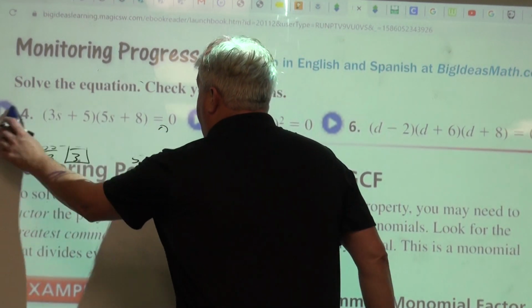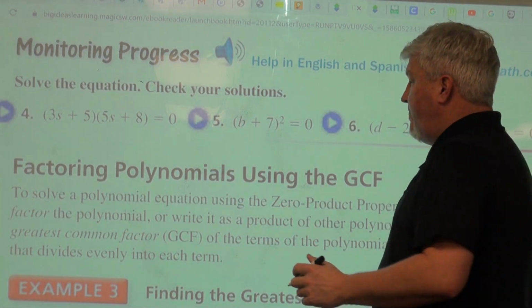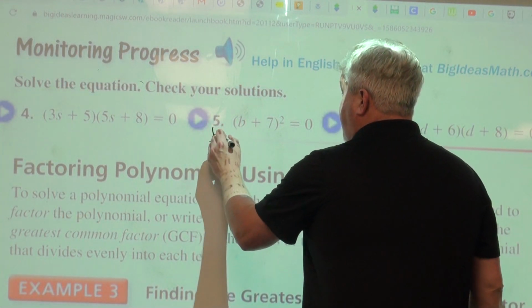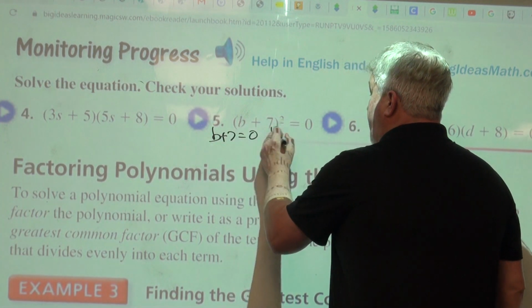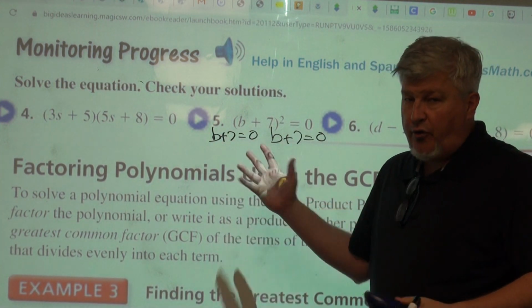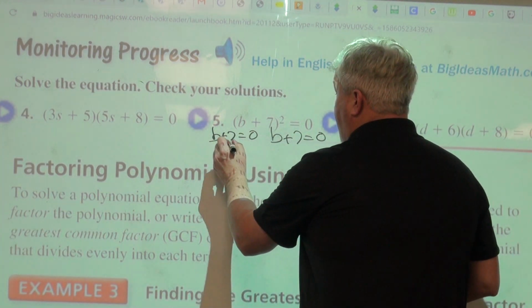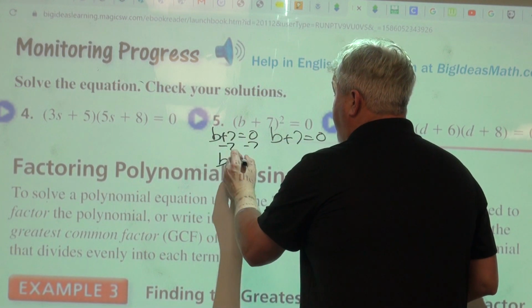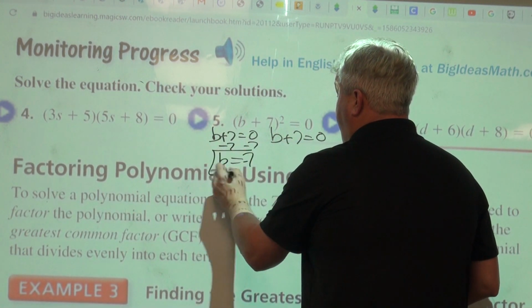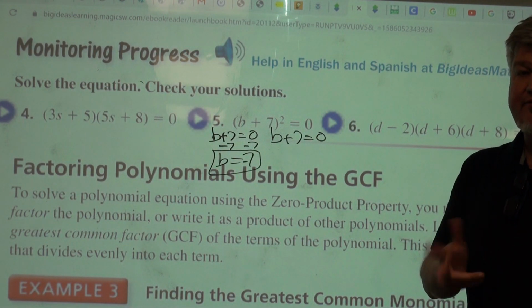All right, number 5 says b plus 7 squared. So when you set that, you just go b plus 7 equals 0 and b plus 7 equals 0. As you can tell, there's no need to work out both of them. They're exactly the same. Just work out 1, subtract 7. b equals negative 7 is your answer. Okay, b equals negative 7.